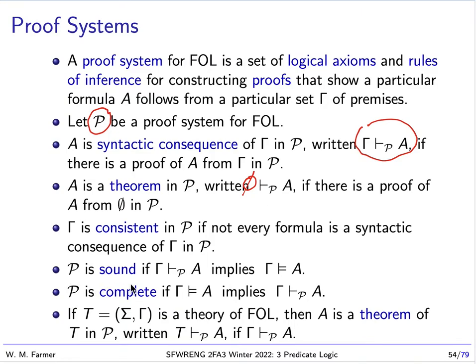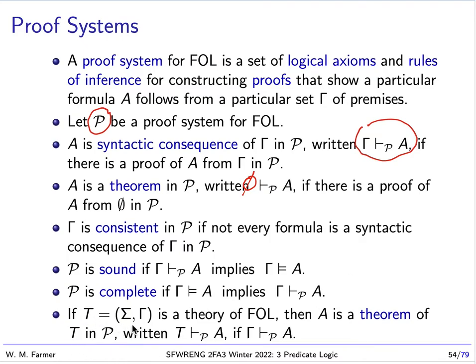And we'll say that P is sound if whenever A is provable from gamma in P, that implies that A is a semantic consequence of gamma. So soundness says that syntactic consequence implies semantic consequence. And we'll say P is complete whenever A is a semantic consequence of gamma, there will be a proof of A from gamma in P. So completeness says that semantic consequence implies syntactic consequence. Ideally, we'd like P to be both sound and complete.